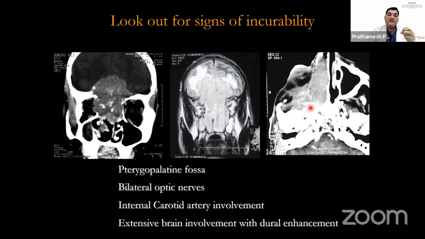The first thing that you need to do on your paranasal sinus scans is look at the axial scans and look at the pterygopalatine region. If your pterygopalatine region is involved and it is not a favorable histology, it is inoperable disease.